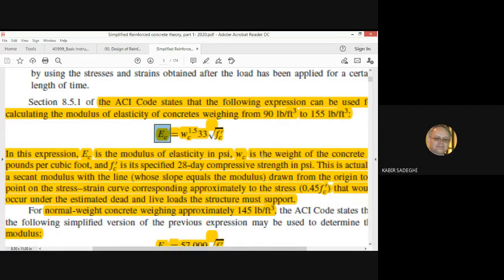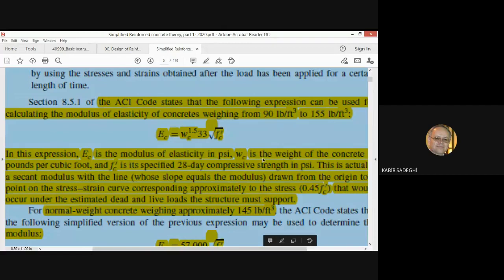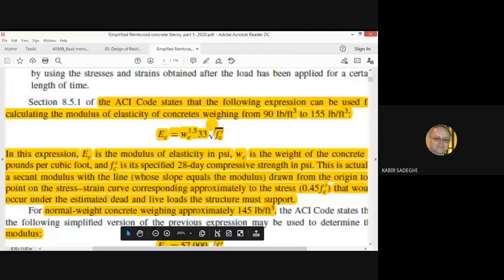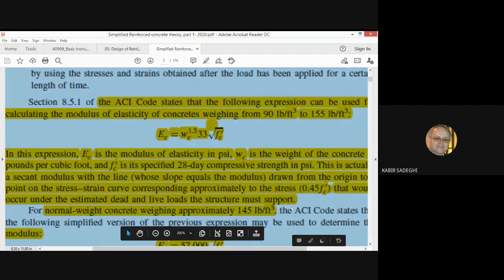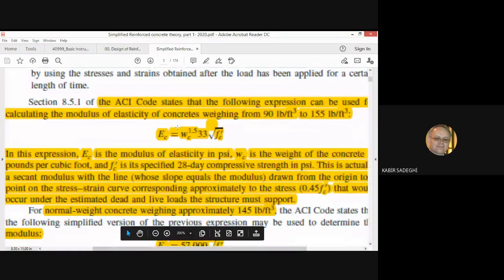As I mentioned, in the stress-strain curve, you should find the secant modulus of concrete at the point with a stress of 0.45 f'c. Okay, you say I don't have the unit weight of concrete. What should I do?